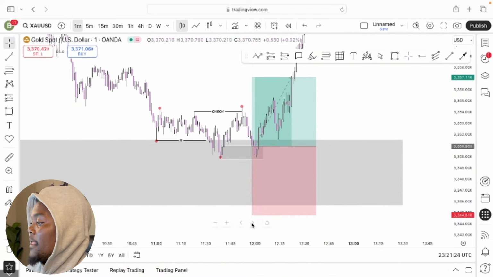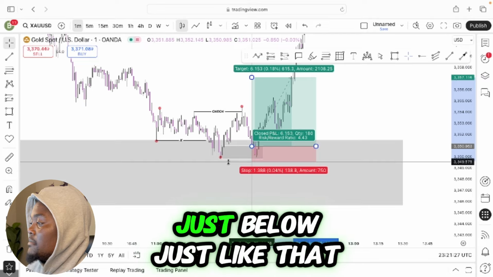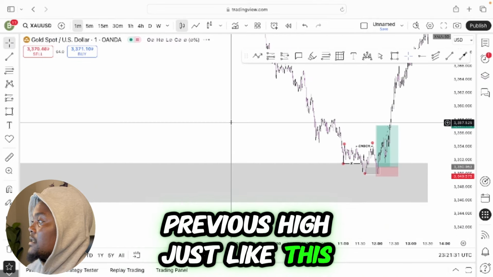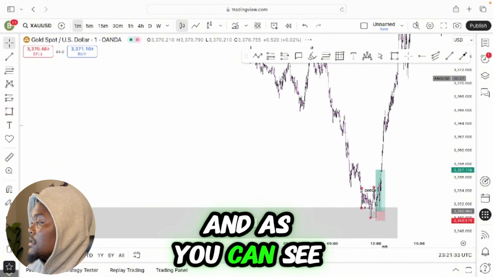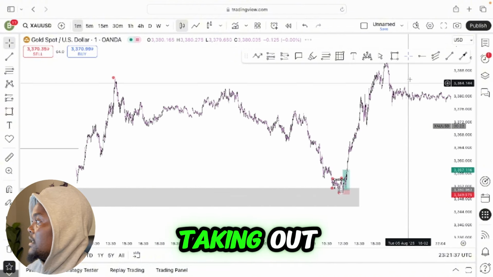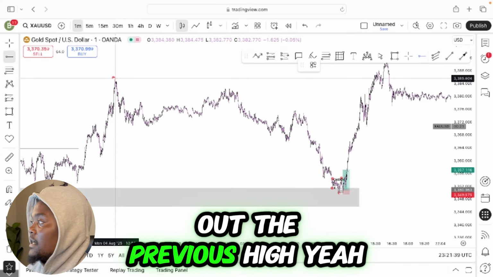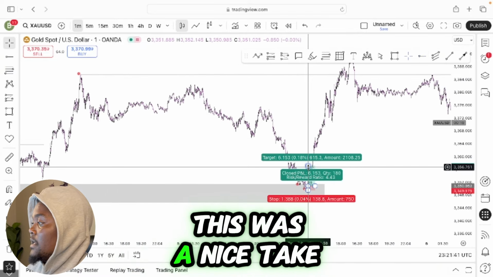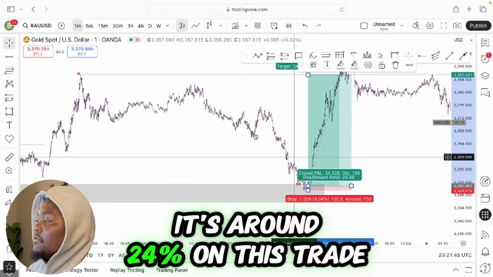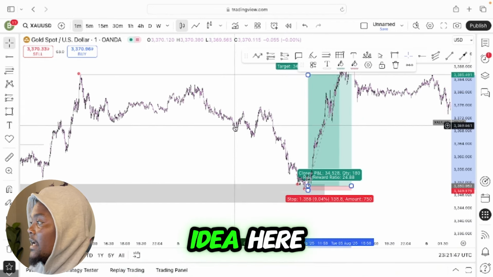Just like that. Then our stops should be just below, and we are targeting the previous high, just like this. And as you can see, this was a valid entry. Taking out, let's see if we took out the previous high. Yeah, this was a nice take profit on this one. And as you can see, it's around 24% on this trade idea here.